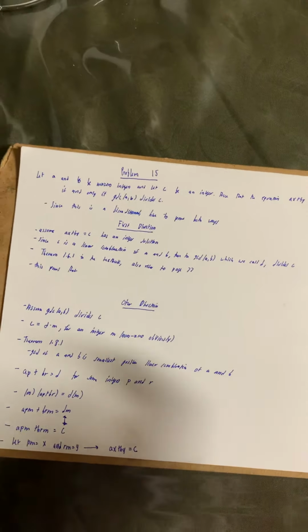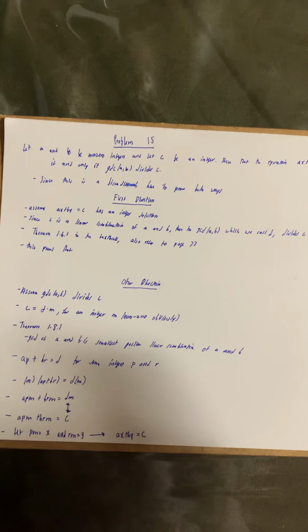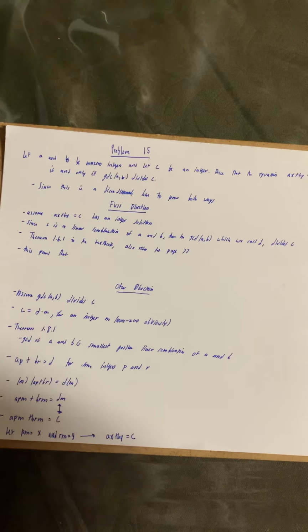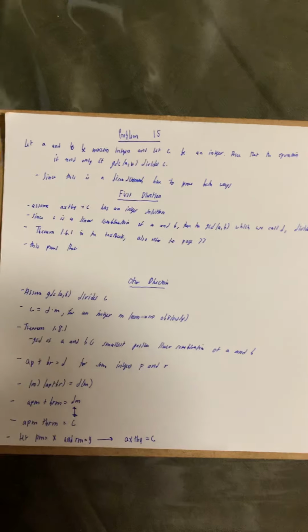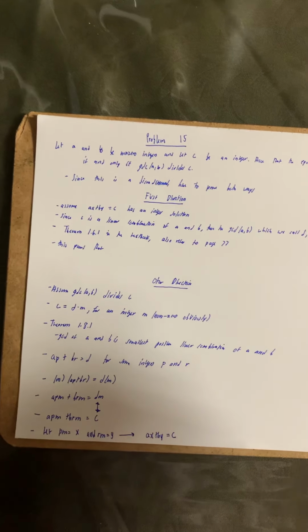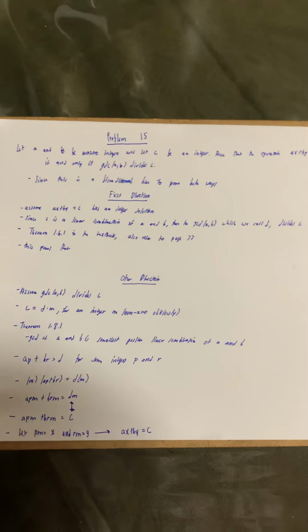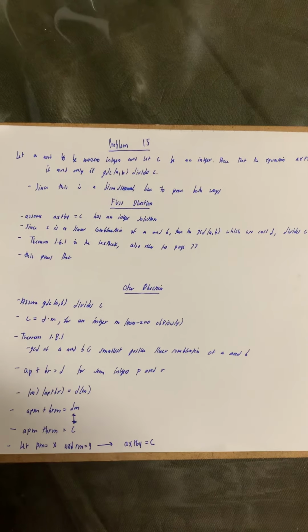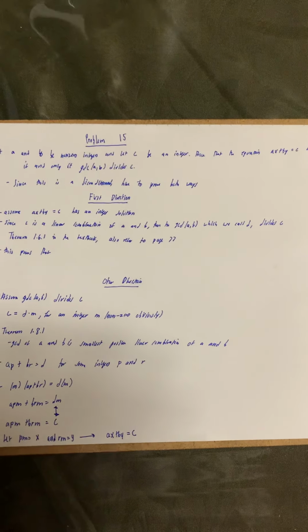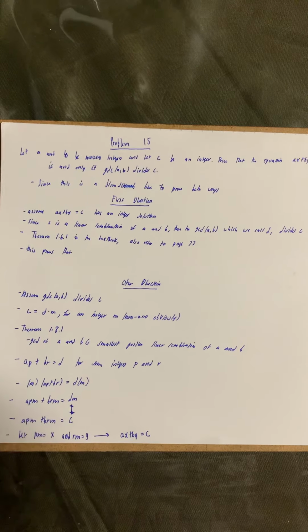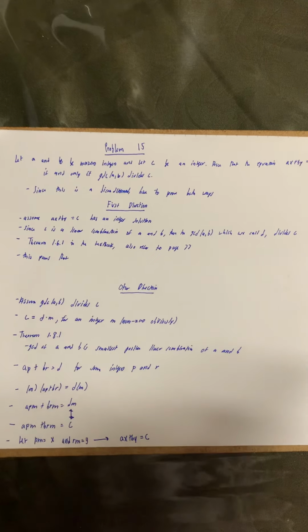So assume ax + by = c has an integer solution. That means c is an integer and it's a valid linear combination of a and b. Since c is a linear combination of a and b, the greatest common divisor of a and b, which we will call d for simplicity, divides c. This comes from theorem 1.6.1 in the textbook, which is on page 77, if you want to refer to that. That theorem states that the greatest common divisor of two numbers will divide any linear combination of those two numbers. So that proves that the greatest common divisor of a and b divides c.